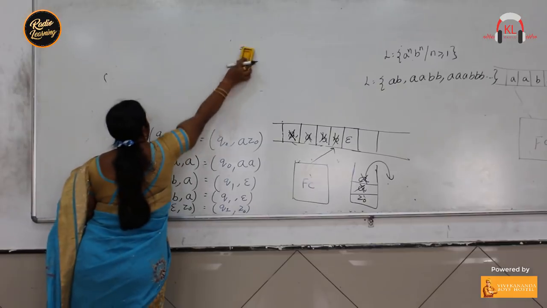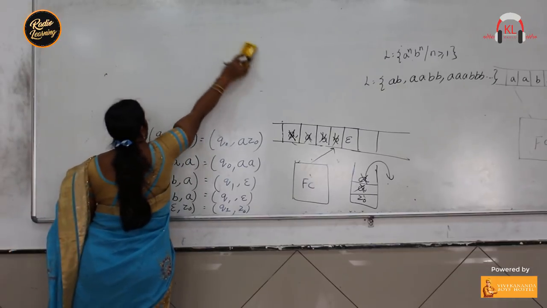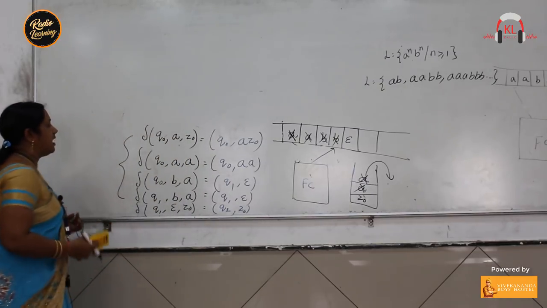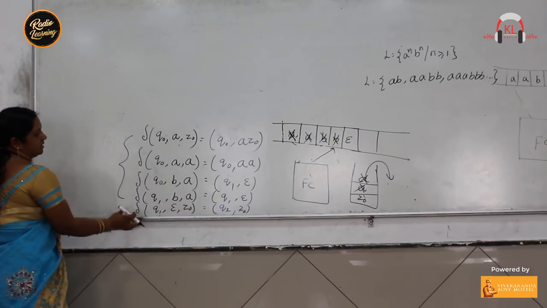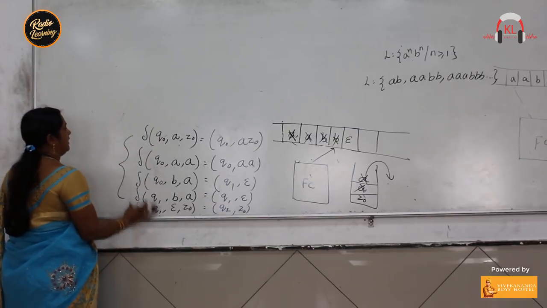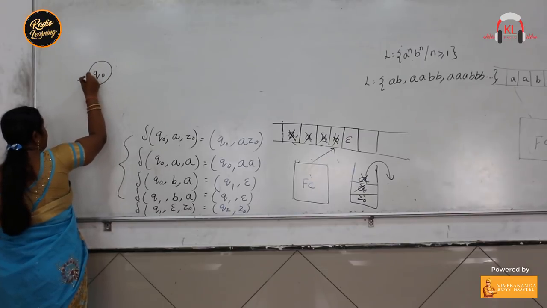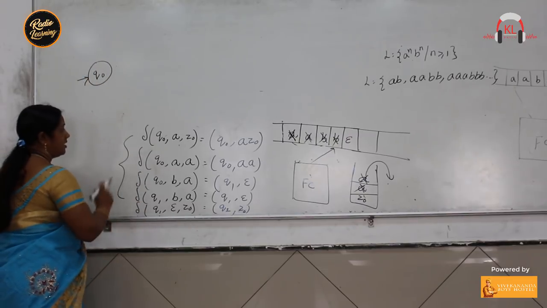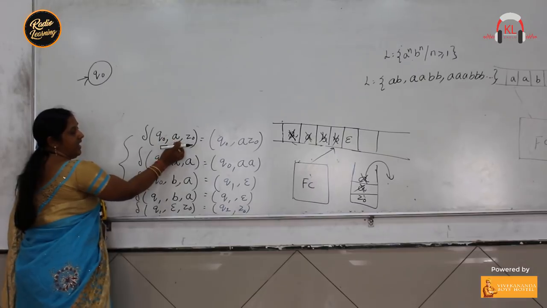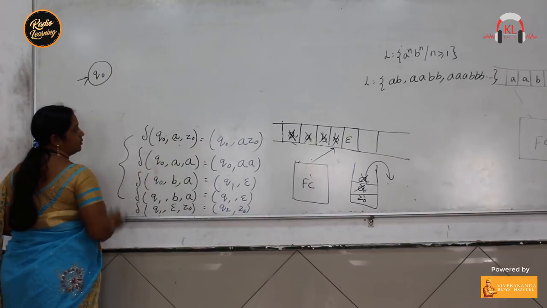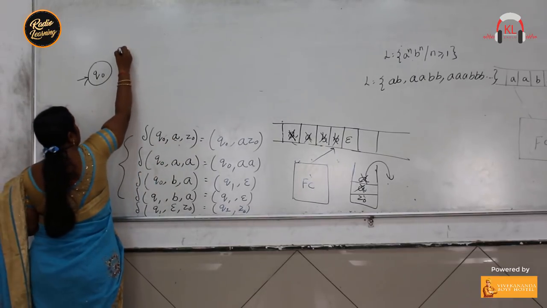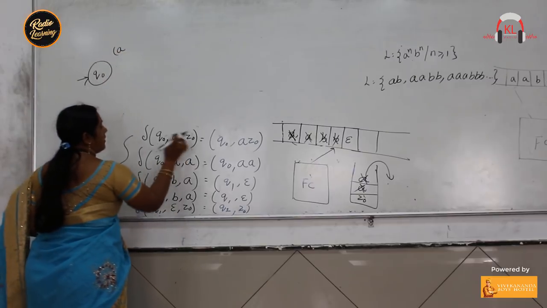Now let us see how we are going to design a diagram for the pushdown automaton based upon this instantaneous description. Now here I am writing Q0. See how I am designing the diagram based upon these transitions. Q0. So after reading the input symbol A, what is the top of the stack?